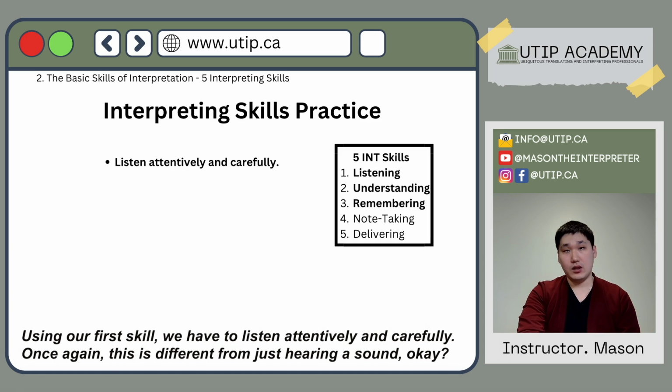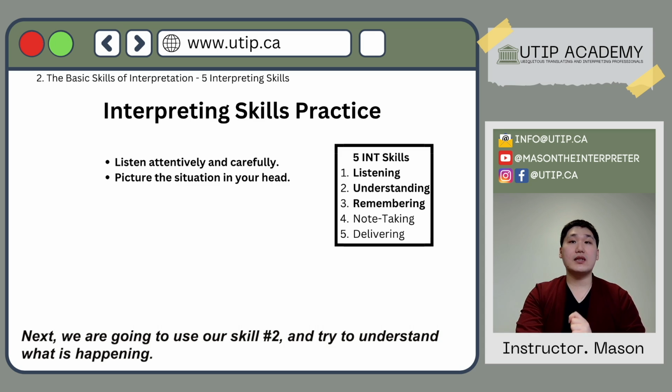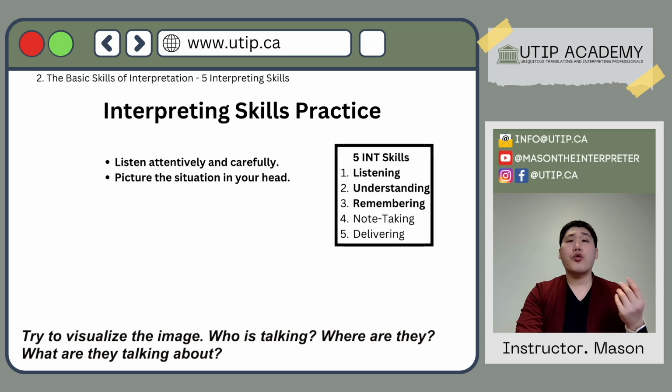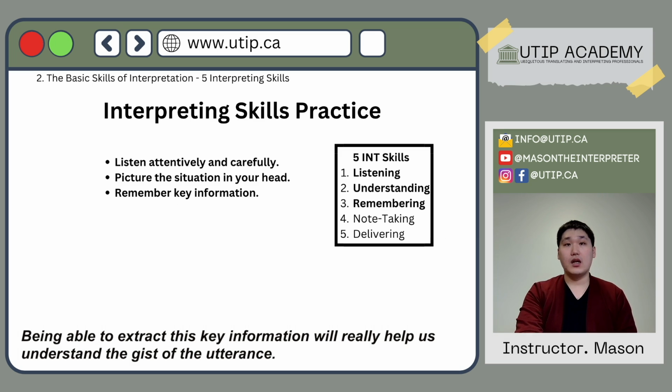Using our first skill, we have to listen attentively and carefully. Once again, this is different from just hearing a sound, okay? Next, we're going to use our skill number 2 and try to understand what is happening. Try to visualize the image. Who is talking? Where are they? What are they talking about? Being able to extract this key information will really help us understand the gist of the utterance.